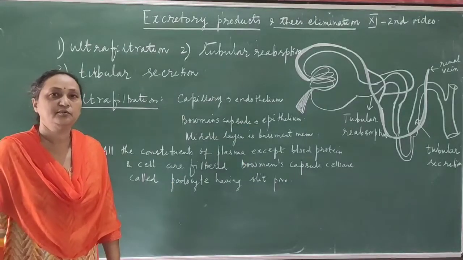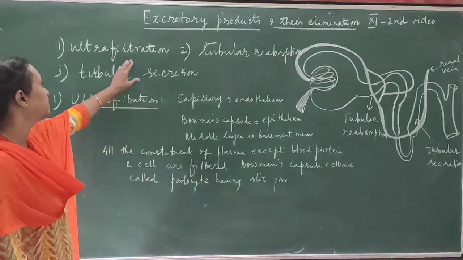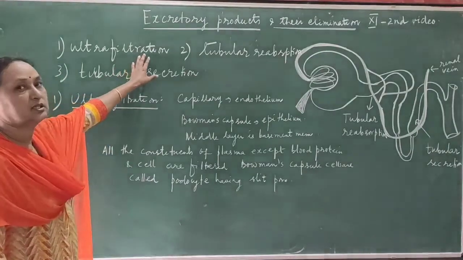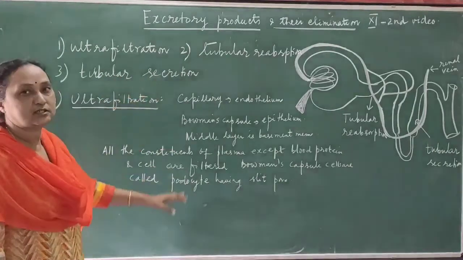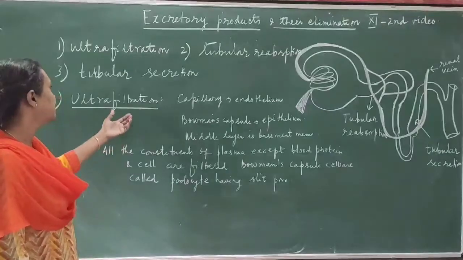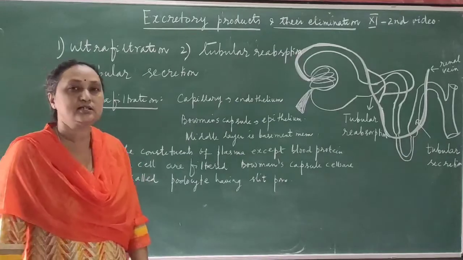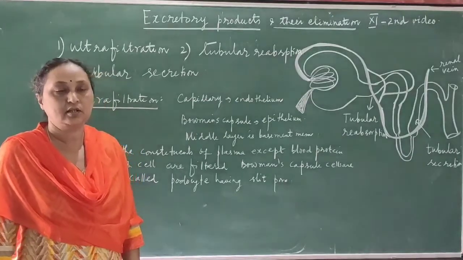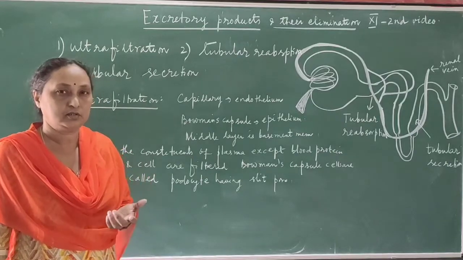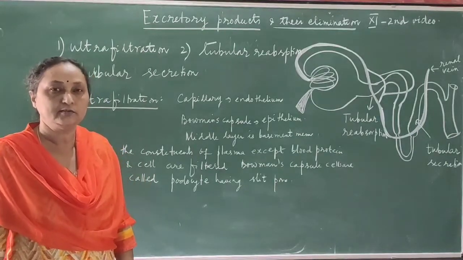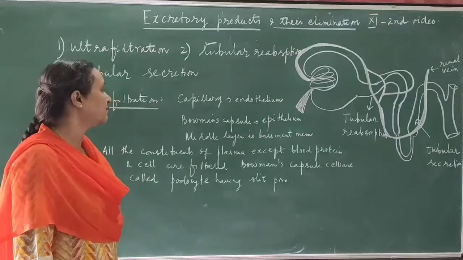The mechanism of urine formation is divided into 3 steps: ultrafiltration, tubular reabsorption, and tubular secretion. So first we will discuss ultrafiltration. The filtration which takes place under tremendous pressure is called ultrafiltration. So how does it take place?